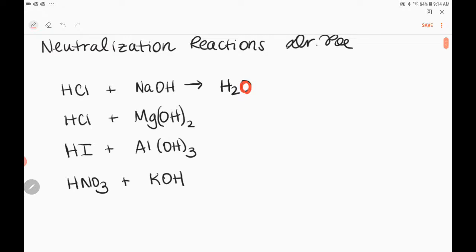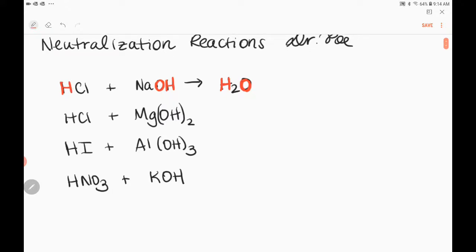There's only one place that there's an oxygen in the reactants, and that's right here. OH is a polyatomic ion, so that's where one of those H's came from. And the second H came from our friend the acid over here, hydrochloric acid. So that's how we got two H's and one oxygen. This OH is always going to become the water, and the H is always going to come from the acid.